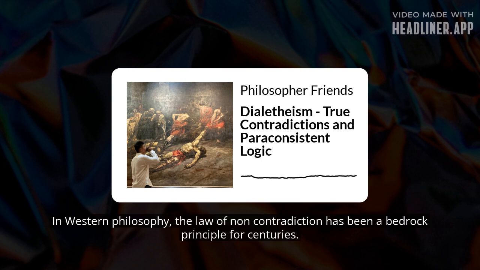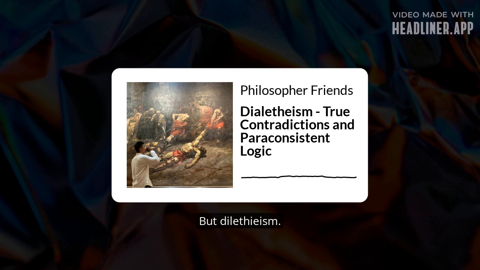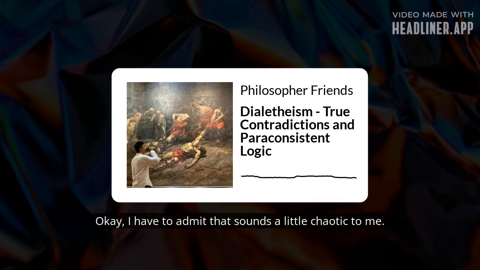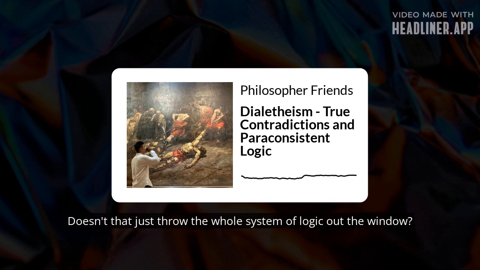In Western philosophy, the law of non-contradiction has been a bedrock principle for centuries. The idea that something can't be both A and not A at the same time. But dialetheism asks, what if there are exceptions to this rule? Okay, I have to admit that sounds a little chaotic to me. Doesn't that just throw the whole system of logic out the window?